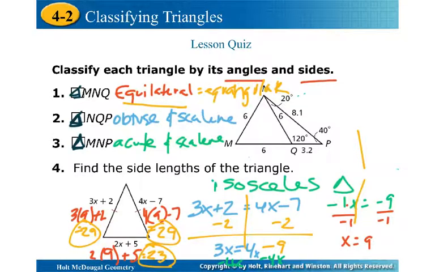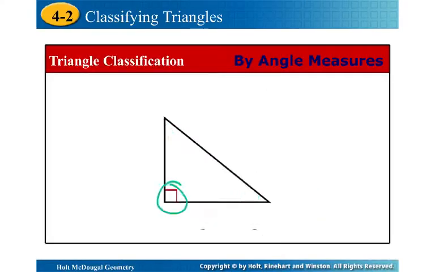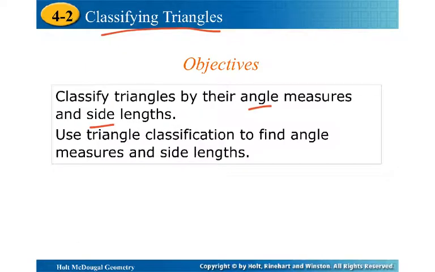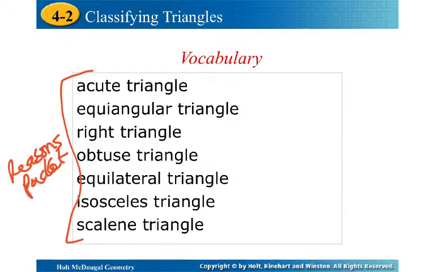Alright, so those are a few of the pieces that you should have got from our notes today. So kind of going back to the objectives here, we wanted to classify triangles by their angle measures. Okay, so things like acute, obtuse, and right. And then we also have side lengths, and so that's going to be things like scalene or isosceles. And then use those triangle classifications to find angle measures. So remember that since we know something's isosceles, or since we know something is equiangular, whatever it may be, there are equal pieces that we can then use to solve.